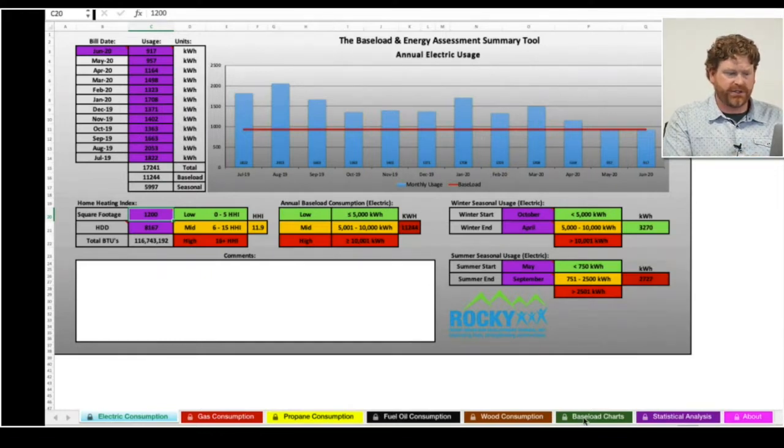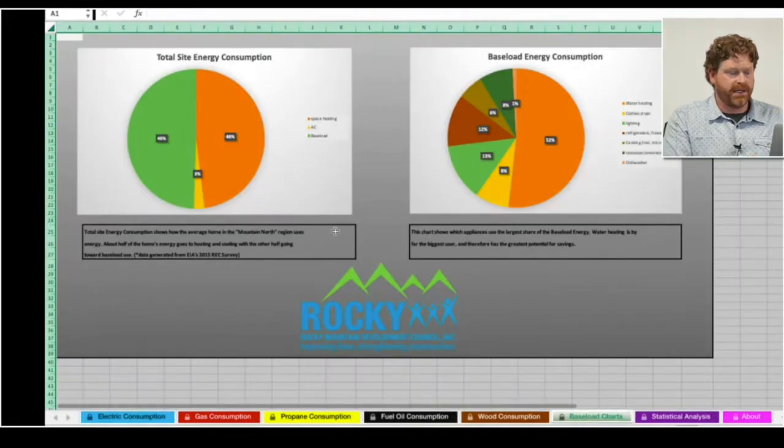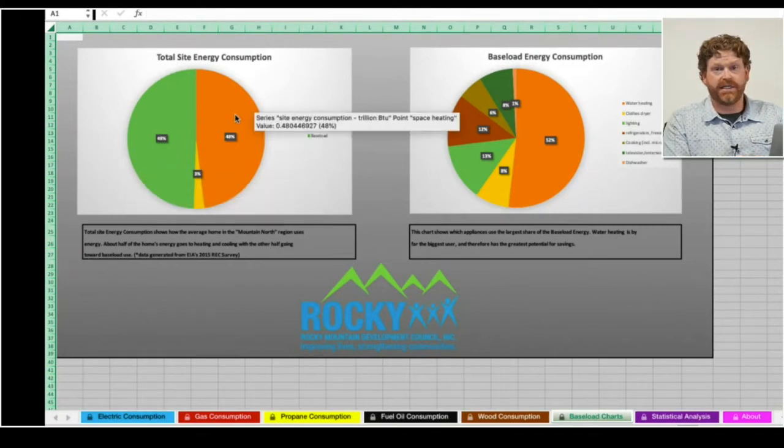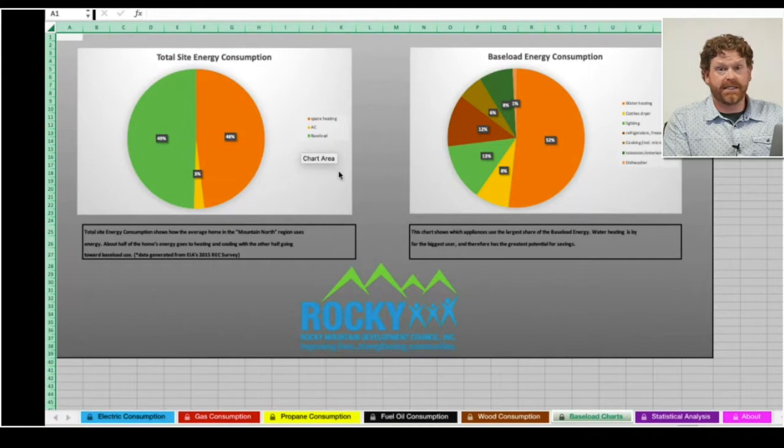So we have these charts here, and these go through for the Rocky Mountain North area as defined by the Energy Information Administration, where energy use typically goes based on their surveys. So when we look at total site energy for my area, you can see that about half goes to base load and half goes to heating. And in this case that we're looking at here, we do have high base load.